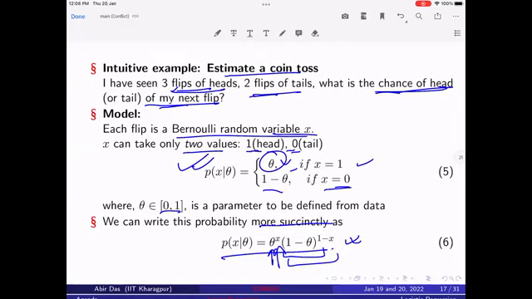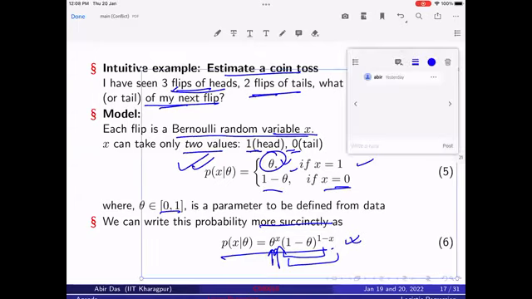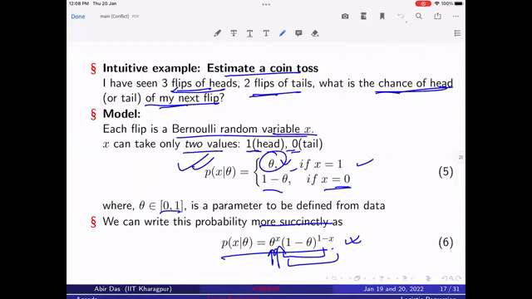So each flip you are modeling as Bernoulli random variable x. Now x can take only 2 values, heads or tails. So 1 or 0, we are denoting it by it, and p of that is probability of x given theta. Theta is what you are after. So theta is the probability of head, right? So when x is 1, that is head, that is the probability theta, and similarly for tail it is 1 minus theta.